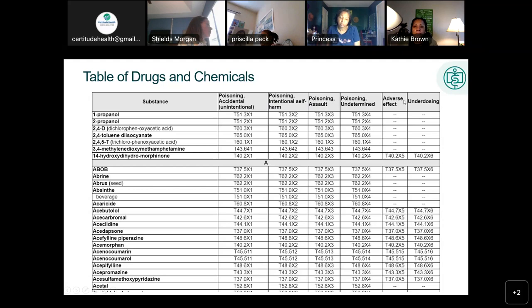And then underdosing would be, we see that a lot with patients that are diabetic, but they don't take their insulin like they're supposed to, or hypertensive, and they don't take their blood pressure medication like they're supposed to. They're underdosing, and they're also non-compliant. Non-compliant. There's that word again.